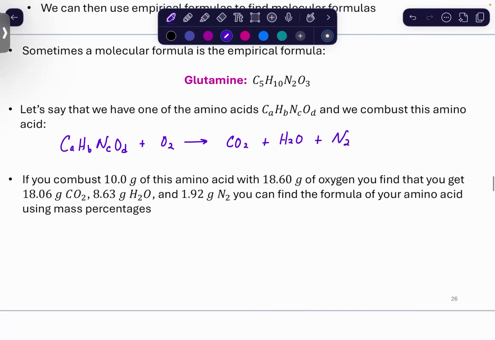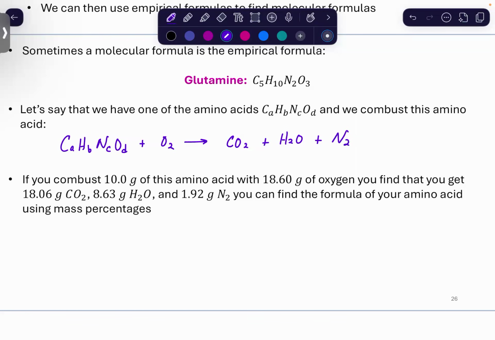So if you combust 10 grams of this amino acid with 18.6 grams of oxygen, you find that you get 18.06 grams of CO2, 8.63 grams of H2O, and 1.92 grams of N2. Find the formula of the amino acid using mass percentages. So we'll do that. We'll go all the way there in our first example.